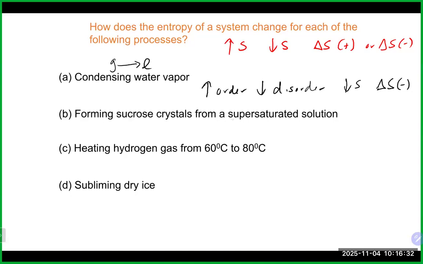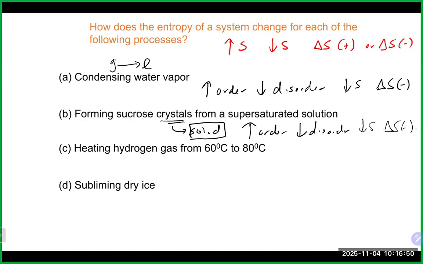Forming a sucrose crystal from a supersaturated solution. Crystals are essentially solids, right? So that definitely is going to be becoming more ordered again. Again, should decrease the disorder, and we should see a decrease in the entropy. And again, it should become more negative in this case.